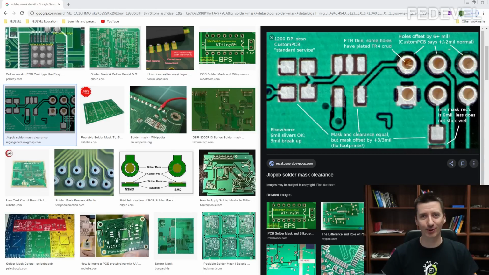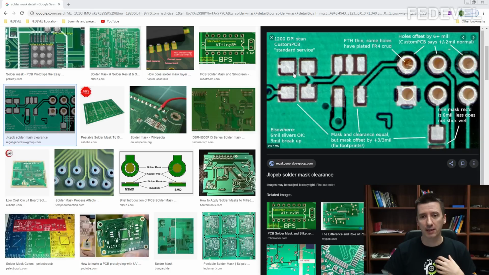Okay, let's go back to our topic. We were speaking about mask, and even if theoretically you don't have to specify anything special about mask, so theoretically mask could be 1 to 1 comparing to part size, the PCB manufacturer would apply their tolerances and manufacturing capabilities, and they would make the opening a little bit bigger.